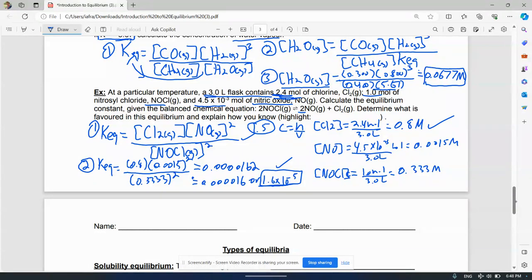The last part is simply asking what's favored at equilibrium. Well, notice that the K value is less than 1, much less than 1. Therefore, the reactants are favored over the products at equilibrium. So reactants favored.